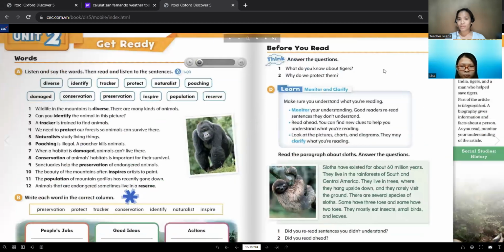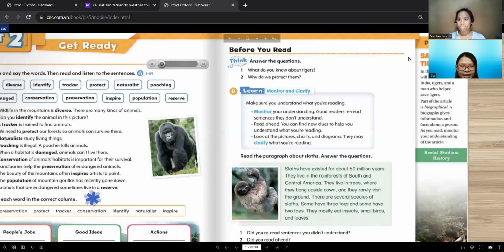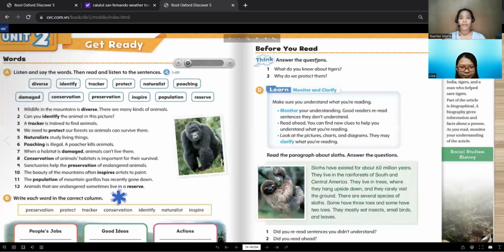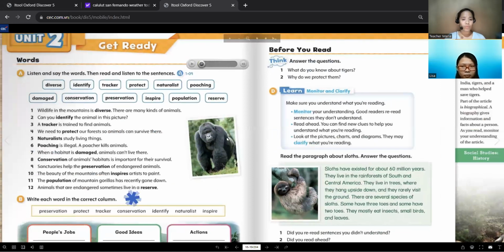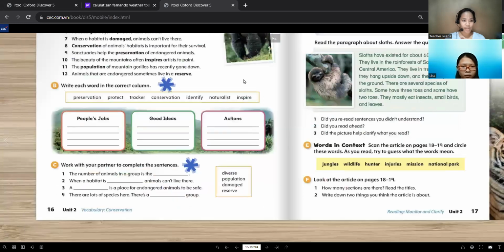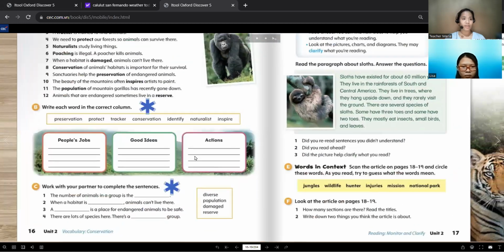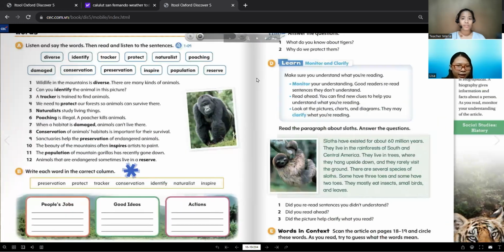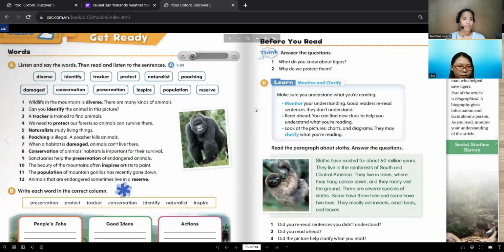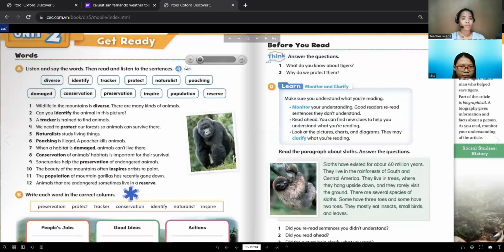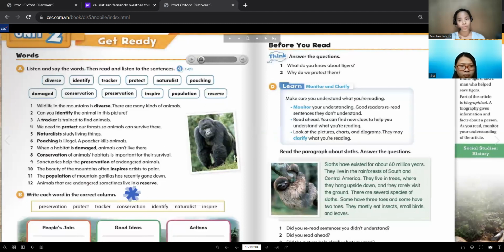Can you see my screen? Yes, I can. Okay, now we are done with the last page, page 16, right? Do you want me to review the previous lesson, like those keywords, or no need? No need. Okay, now let's proceed to the next page.